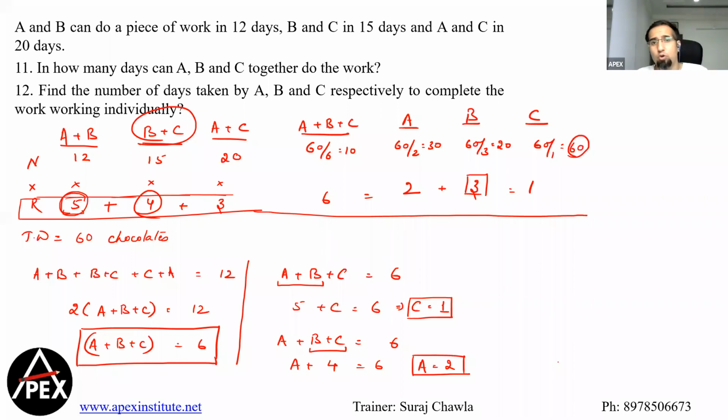All of them together would do the work in 10 days. A alone would do the work in 30 days. B alone would do it in 20 days. And C alone would take it in 60 days. Is this point clear with all of us? Quick responses, please.